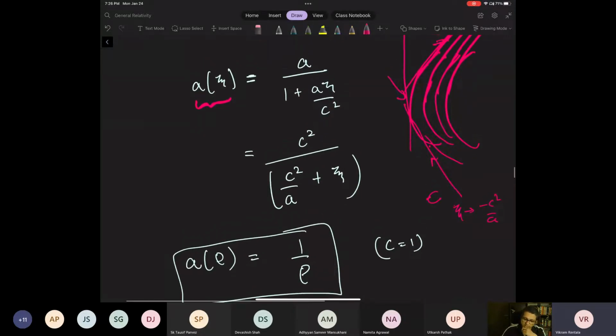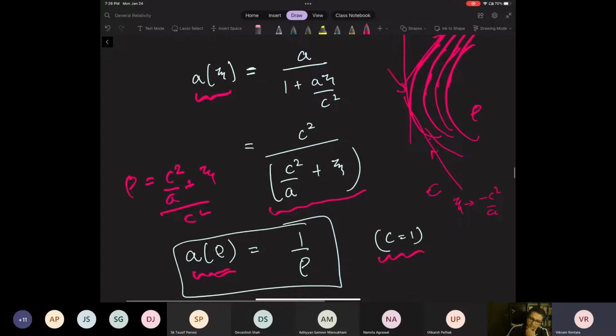Now we can write this entire thing in terms of rho. The acceleration of the xith observer can be written in terms of their rho coordinate, where rho was just c squared by a plus xi, divided by c squared. So the acceleration of the rhoth observer is just 1 by rho. I'm being a little cavalier with the c; I'm just setting c equal to 1. So the acceleration of the rhoth observer I can just write as 1 by rho.